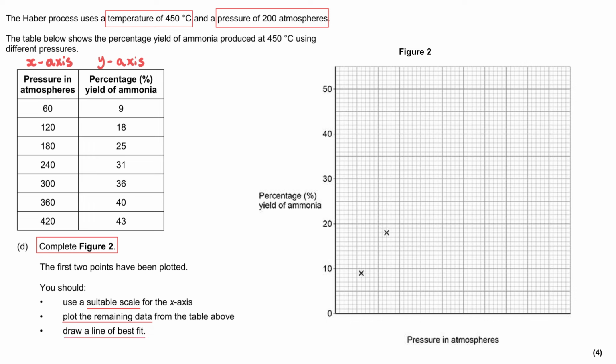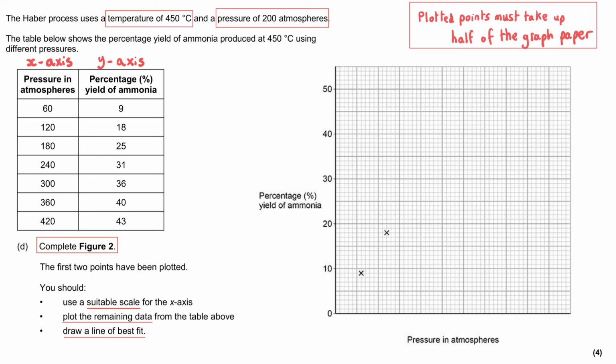So our first job, before we can plot any points, is to work out what a suitable scale is. Now, ordinarily, if we're asked to do this, we might have to completely work this out for ourselves, and we need to be guided by the fact that our scale needs to take up at least half of the graph paper that we've been given, and our plotted points also need to take up half of the space that there is. Those are really important guiding principles. But here, because they've plotted the first 2 points for us, we can work backwards to work out what the scale must be.